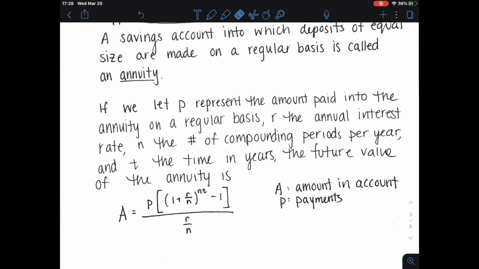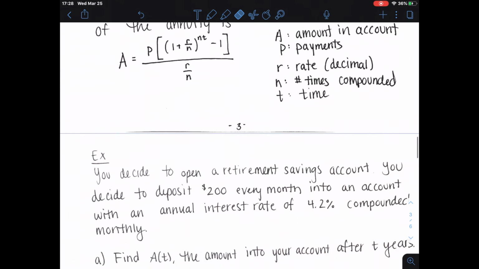P is the amount of money you make in payments. R is your rate as a decimal. N is the number of times this gets compounded, so monthly, quarterly, biweekly, whatever. And T is the time in years. So this is how we find how much is in the annuity.